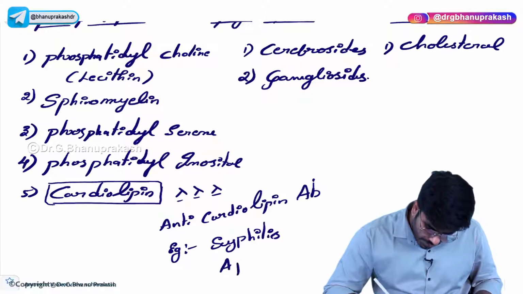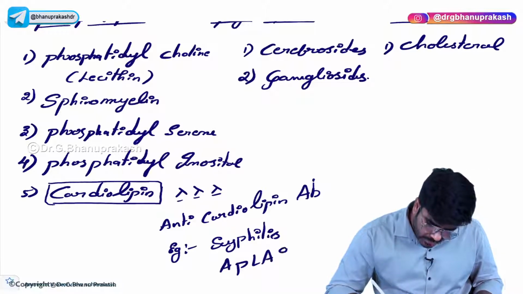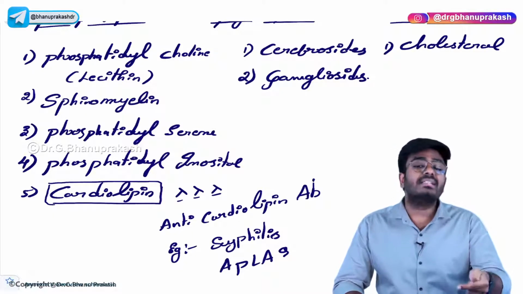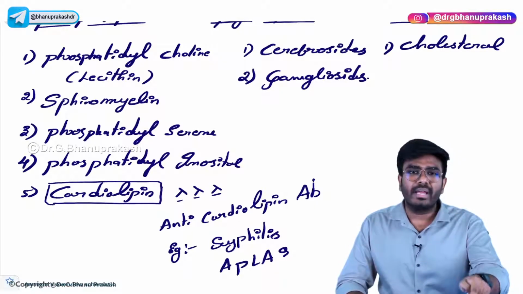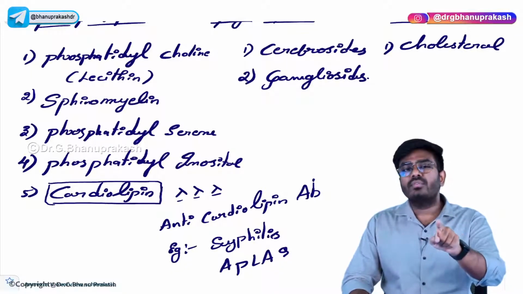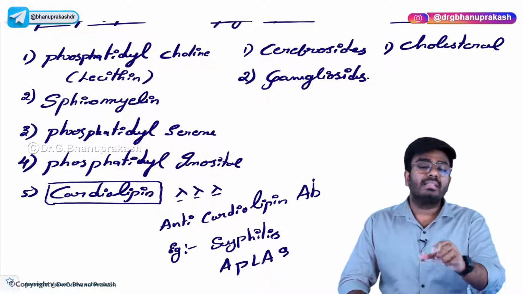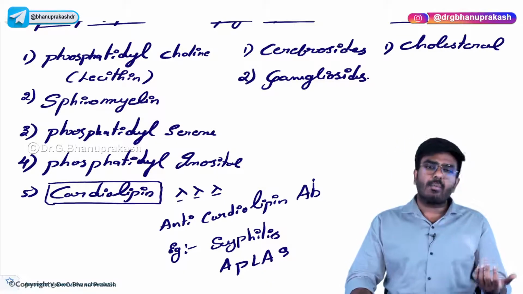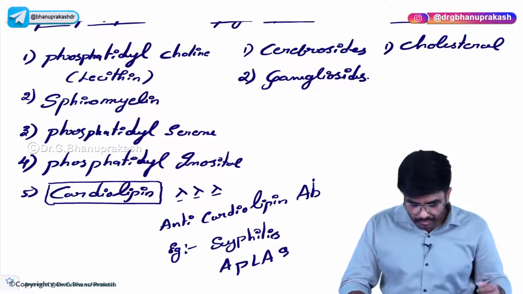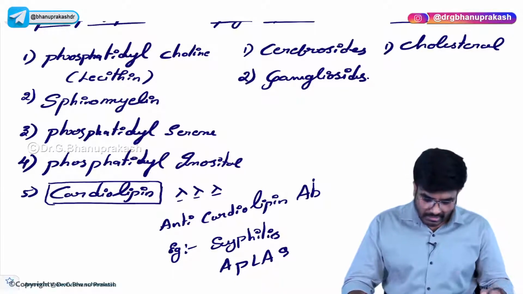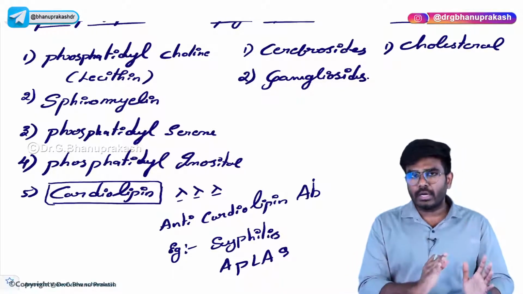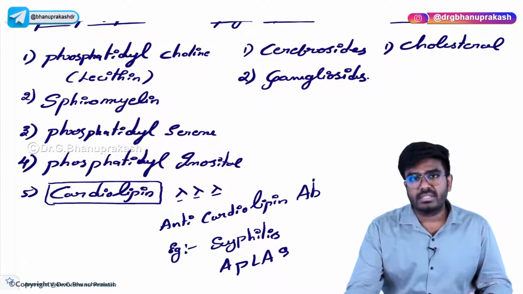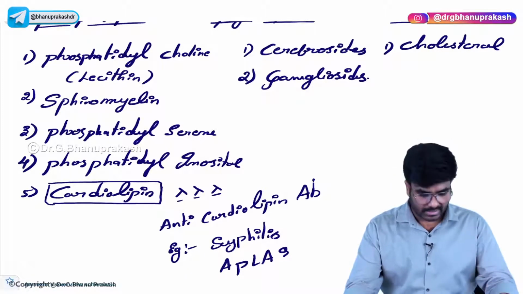What exactly is this APLA syndrome? APLA syndrome is anti-phospholipid antibodies. Yes, cardiolipin is also a phospholipid, right? So anti-phospholipid antibodies are nothing but anti-cardiolipin antibodies, which will be causing recurrent abortions in females, that you will study in your pathology or gynecology. But here I want you to know that anti-cardiolipin antibodies are seen in two conditions. One is syphilis and second one is APLA syndrome, that is anti-phospholipid antibody syndrome.